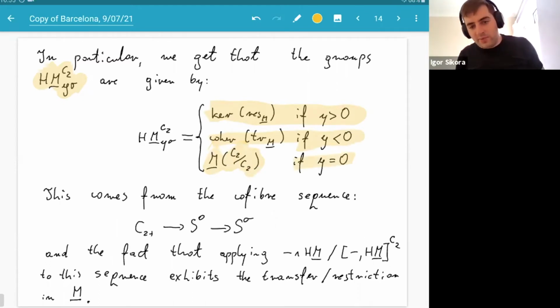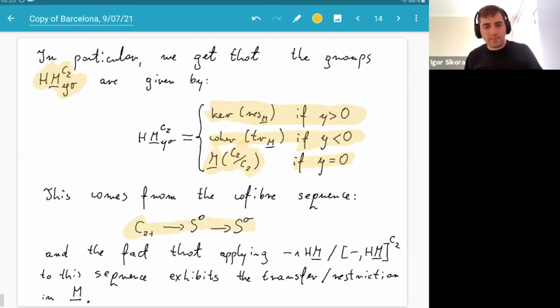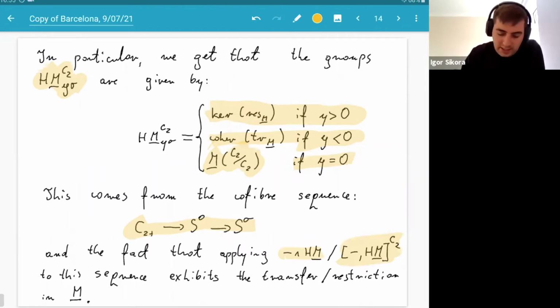And how do we prove it? We use the cofiber sequence C2+ goes to S^0 goes to S^σ. And we use the fact that smashing with HM or taking C2-homotopy classes to HM and applying these functors to this cofiber sequence exhibits the transfer and restriction in our Mackey functor.